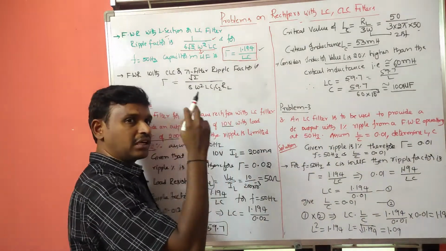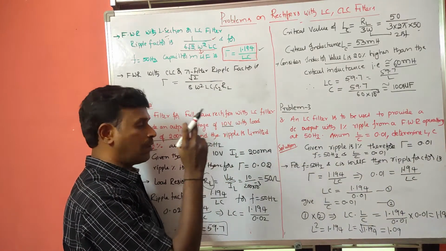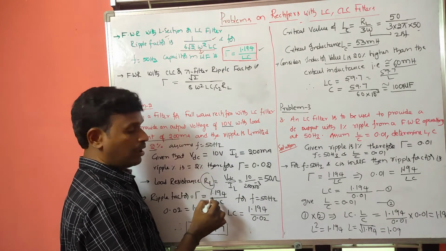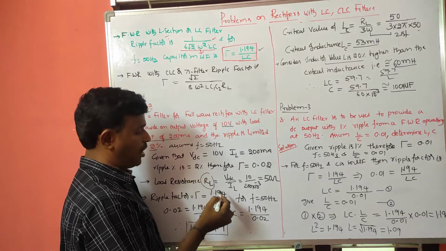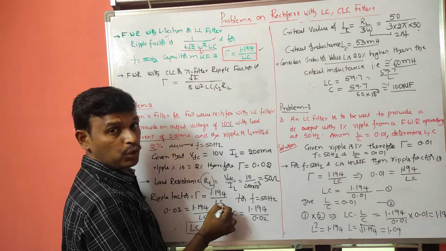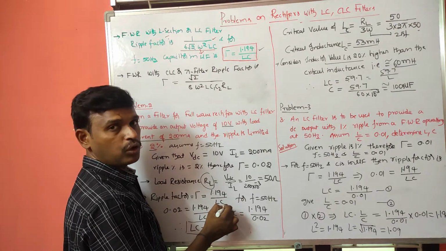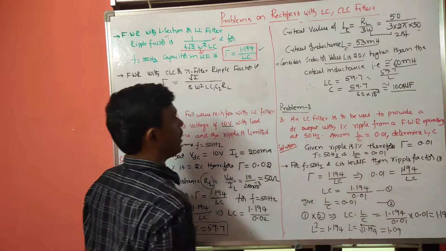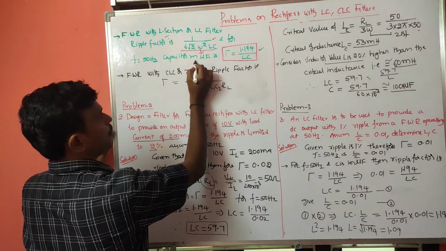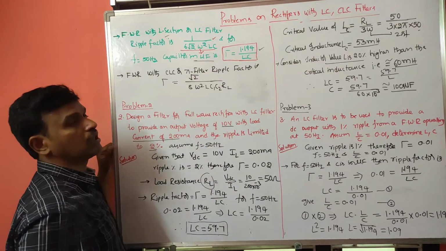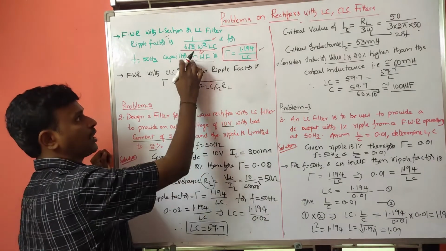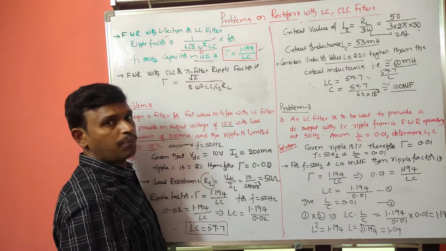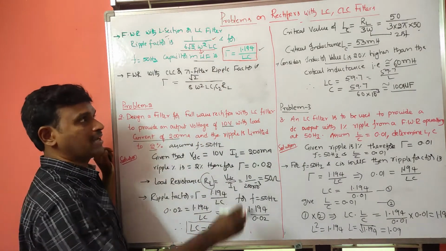Why I am representing 1000 microfarad is because this equation is obtained for the values of f equal to 50 Hz and C in microfarads. So that's why I have to represent 1000 microfarads. Here I have given the equation, that is, for f equal to 50 Hz and the capacitor in microfarads, the ripple factor is 1.194 by LC.